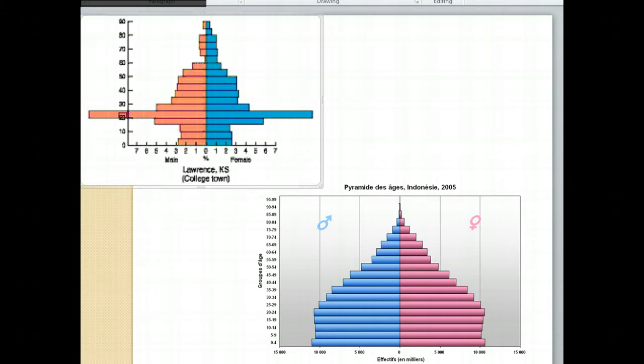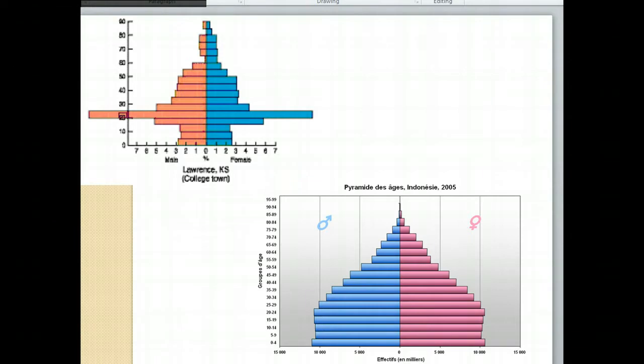This is another population pyramid that I love, showing the extreme numbers of people at a college town. You can see that the population pyramid is pretty evenly balanced until you get here in the males in Lawrence, Kansas. Lots of elderly males dying off, more elderly females, and you see this high spike of college-age people.